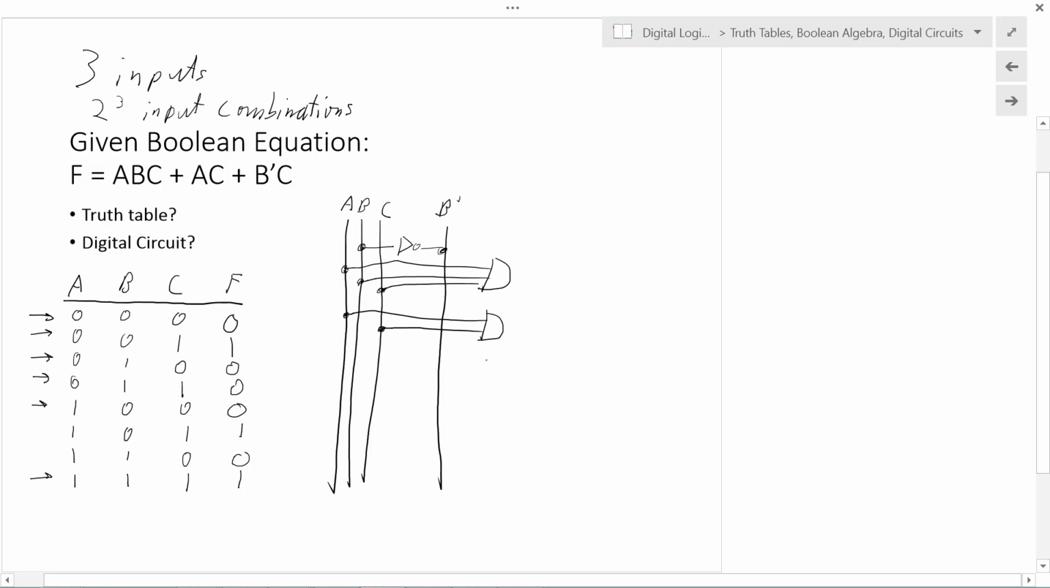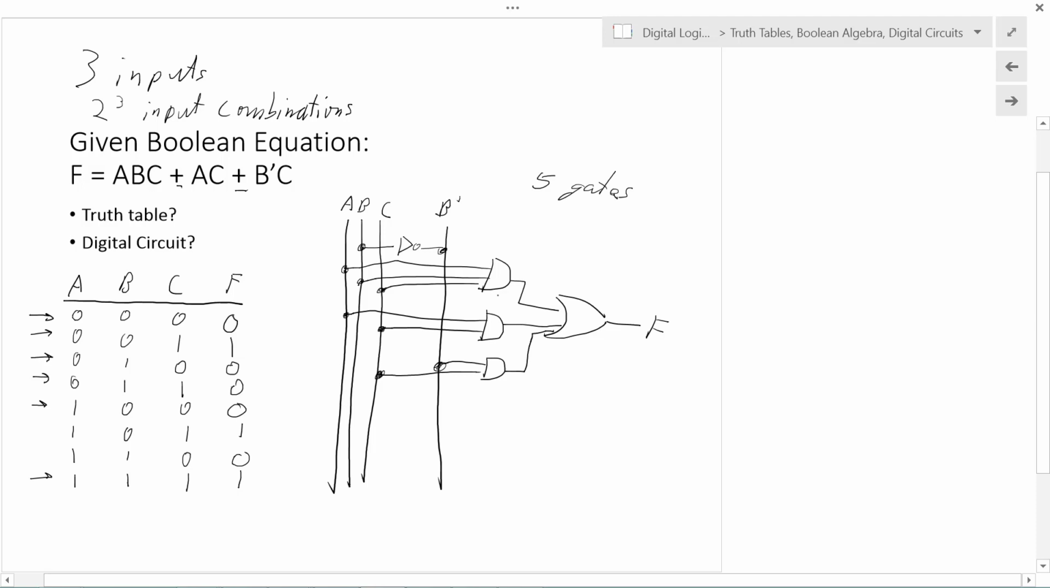Finally, we need to use an AND gate to connect B prime and C. Now these three terms are connected through an OR gate, so we can use a 3-input OR to connect them all. And finally, we have our output F. Notice that we have a total of 5 gates.